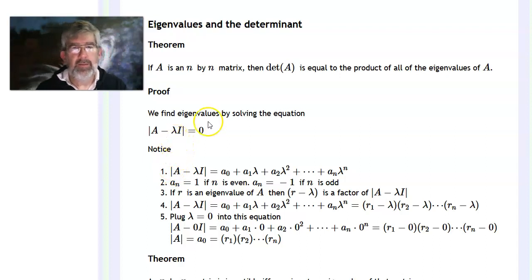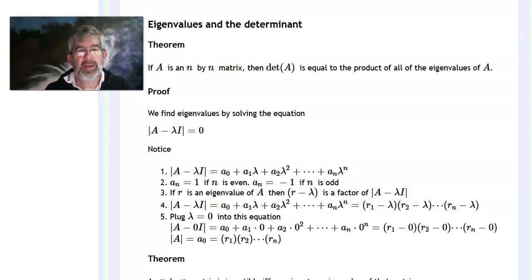So to find eigenvalues, we solve the equation: the determinant of A minus lambda I is equal to 0, and any such lambda would be an eigenvalue. Now the book does it as lambda I minus A, whatever. Multiply both sides of this equation by minus 1, and the solutions are the same.